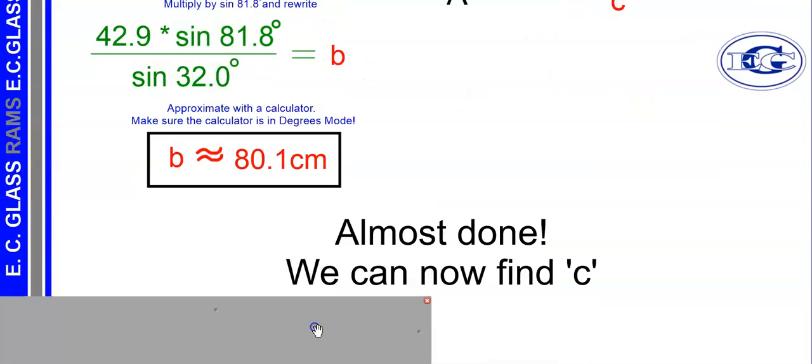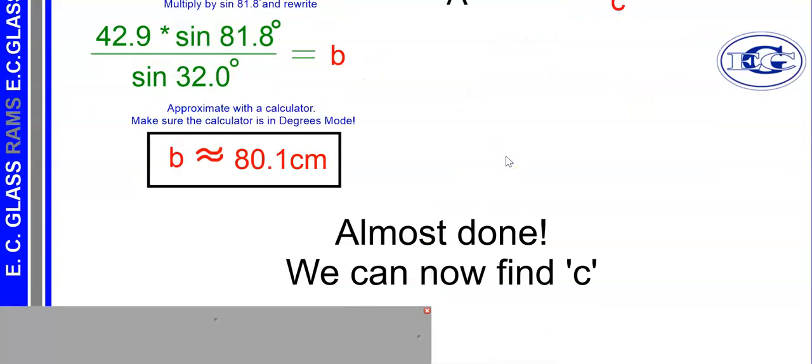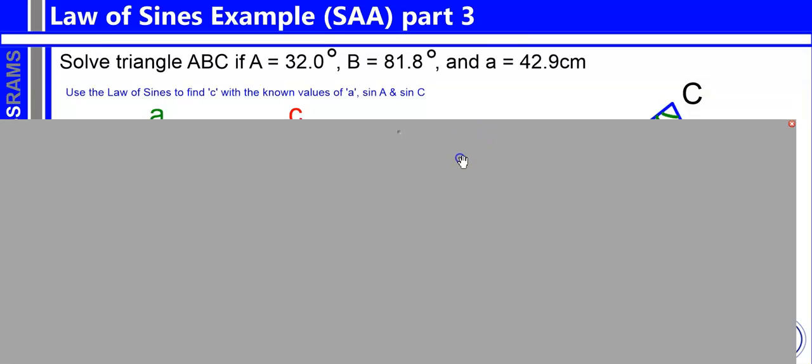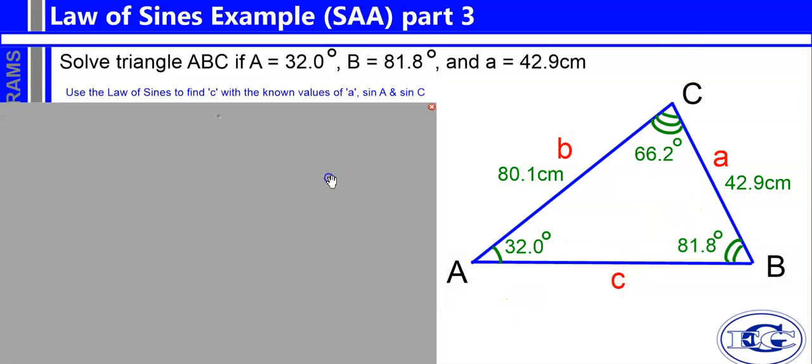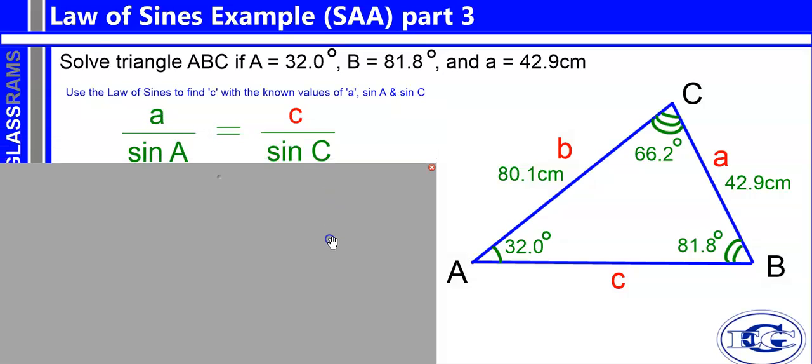So we're almost done. We just now can find C. So again, I updated my triangle. So I have 5 out of the 6. So I need to find the missing side. I use the law of sines again because I know one side and I know 2 angles that correspond with it. So I have A over sine A, C over sine C.